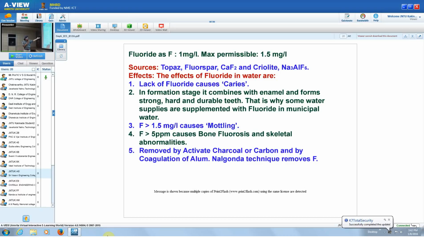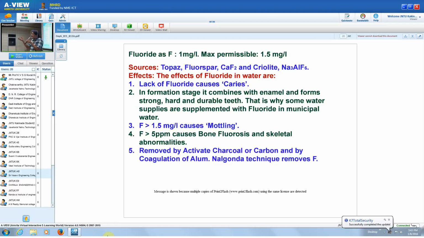The last point is it can be removed by a technique, the Nalgonda technique. It was first initiated by UNICEF, because Nalgonda is the zone in the then combined state where the highest levels of fluoride are found. There are some places in Nalgonda where you will find concentrations of 50 mg per liter in water. And by drinking, can anybody identify whether it has fluoride or not? No, it cannot be identified. Even though it is 100 mg per liter, by taste, it cannot be identified.